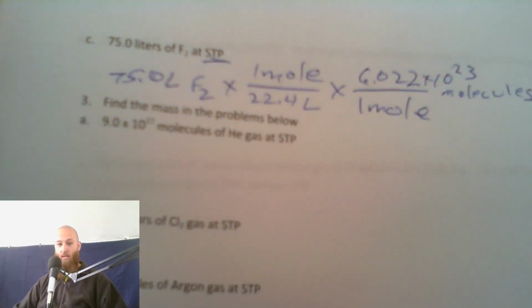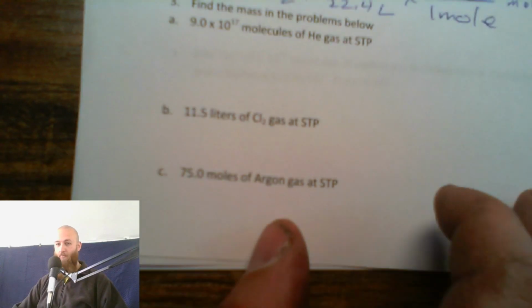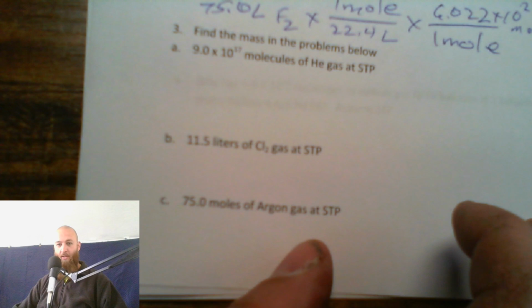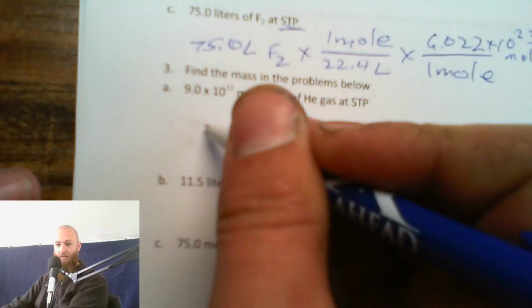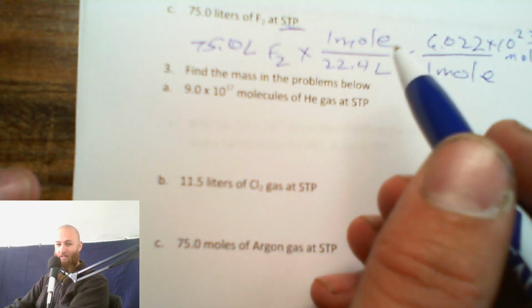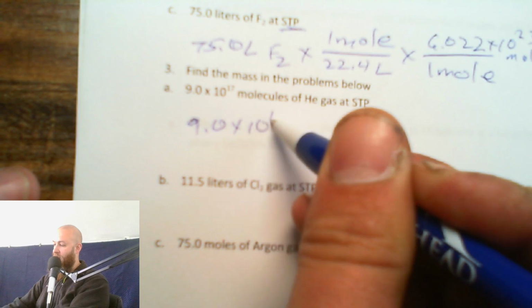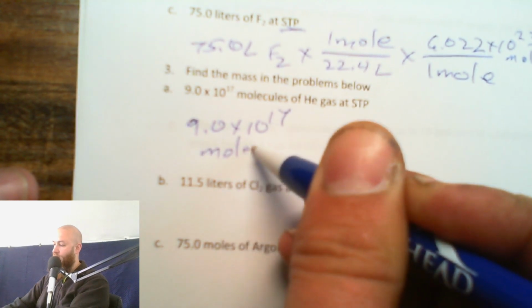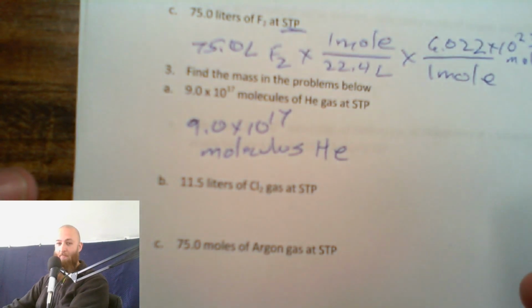Okay, let's see. Let's do number 3. Let's do A, okay? Hopefully you guys are following along with this. I'm not, like I said, doing them all. I'm just doing a sample. So 9.0 times 10 to the 17th molecules, and that's of helium. We want to find the mass.